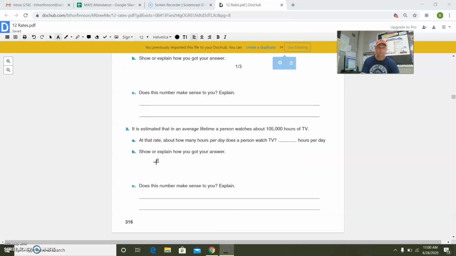Down to number 2. It's estimated that in an average lifetime, a person watches about 105,000 hours of TV. This book was written a while ago, so probably not just watching TV, but maybe we can count this as gaming or on your phone, some screen time, basically. At that rate, about how many hours per day does a person watch TV?